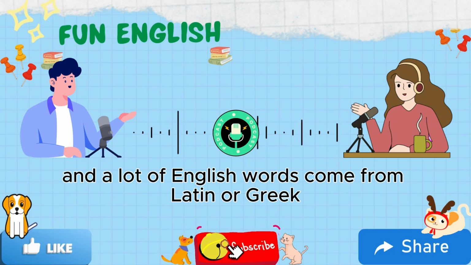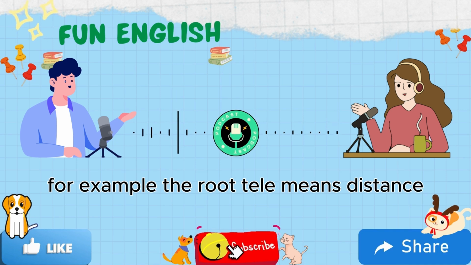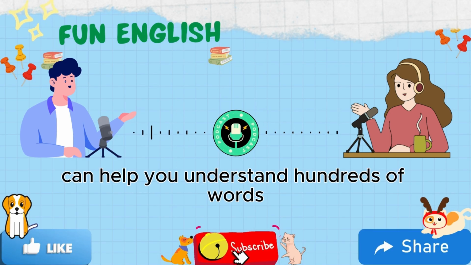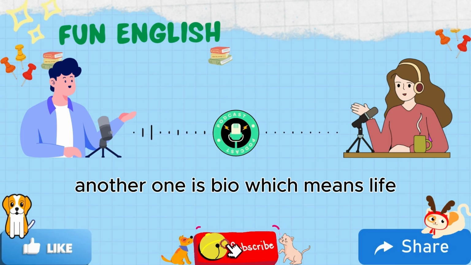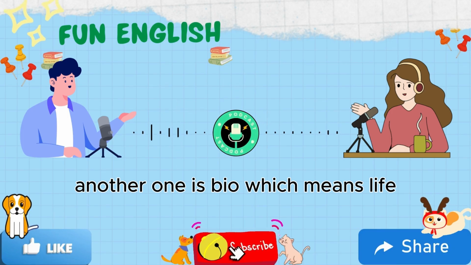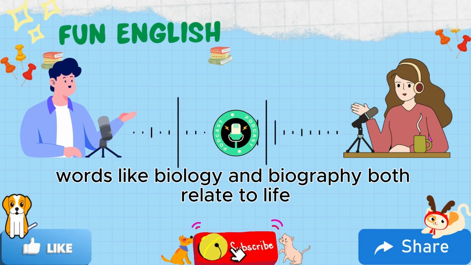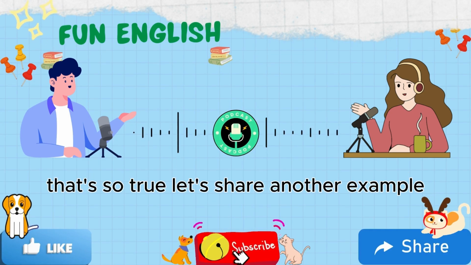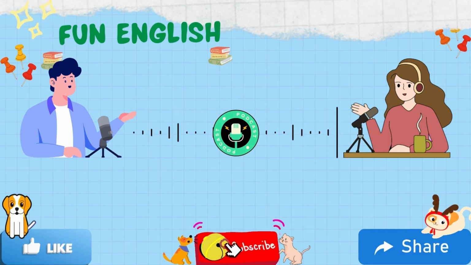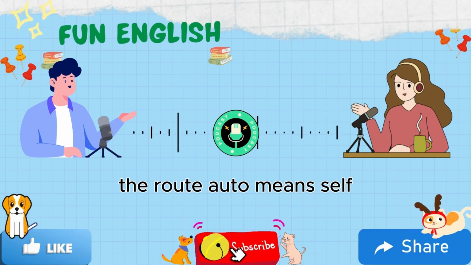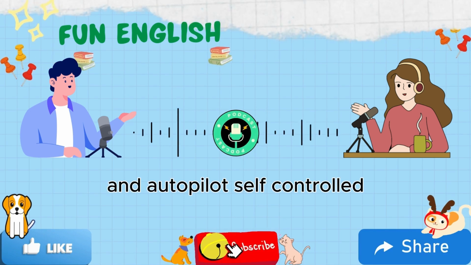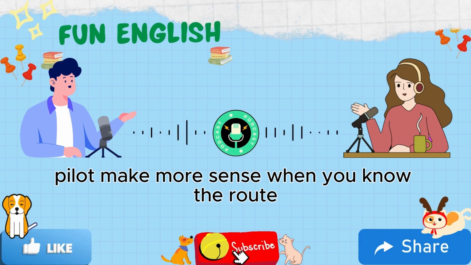Definitely, and a lot of English words come from Latin or Greek. For example, the root tele means distance, like in television or telephone. Learning a few common roots can help you understand hundreds of words. Another one is bio, which means life. Words like biology and biography both relate to life. That's so true. Let's share another example. The root auto means self, so words like autograph, self-controlled, and autopilot, self-controlled pilot, make more sense when you know the root.